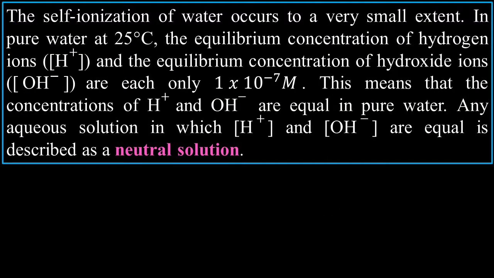The self-ionization of water occurs to a very small extent. In pure water at 25 degrees Celsius, the equilibrium concentration of hydrogen ions and the equilibrium concentration of hydroxide ions are each only 1 × 10⁻⁷. This means that the concentrations of H+ and OH- are equal in pure water. Any aqueous solution in which H+ and OH- are equal is described as a neutral solution.